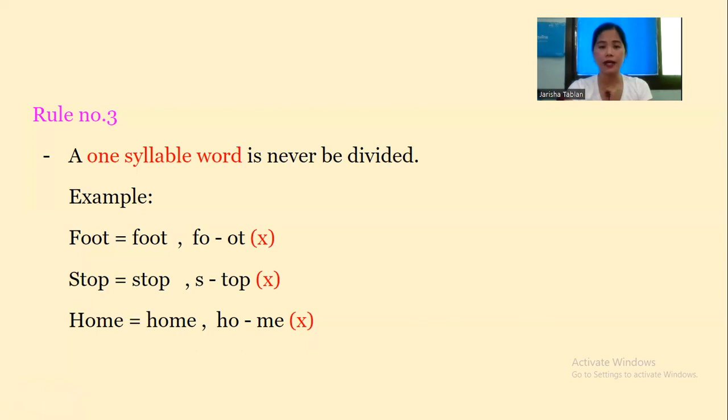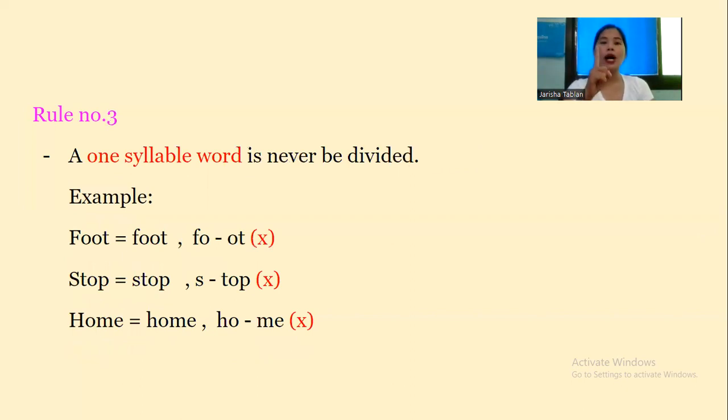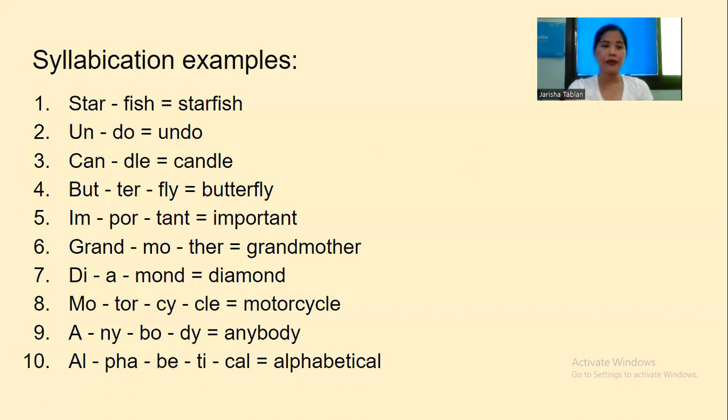Yes, very easy. Okay, so those are the rules in syllabication. Again, what is rule number 1? Every syllable has one vowel sound. One syllable, one vowel sound. Rule number 2, the number of vowel sounds in the word equals the number of syllables. So one vowel sound, one syllable. Two vowel sounds, two syllables. Next, rule number 3, a one-syllable word is never divided. You should not divide a one-syllable word. All right, so very easy. Okay, here.